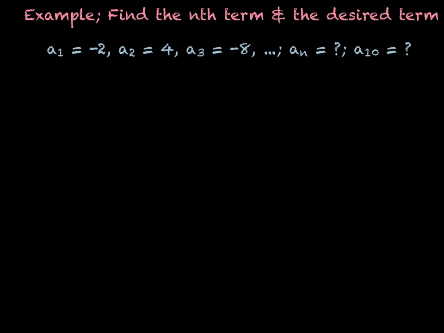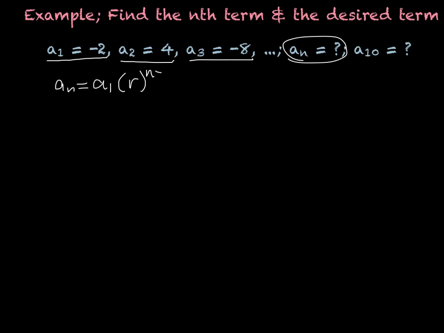For this next one, we have a sub 1 equals negative 2, a sub 2 equals 4, a sub 3 equals negative 8. And I want to find my nth term. So a sub n equals my a sub 1 times my r to the power of n minus 1. So I need to find my r. r is going to be equal to my common ratio between the first and second terms. So I'm going to take 4 divided by negative 2 and simplify that, and I get negative 2. So r is equal to negative 2.